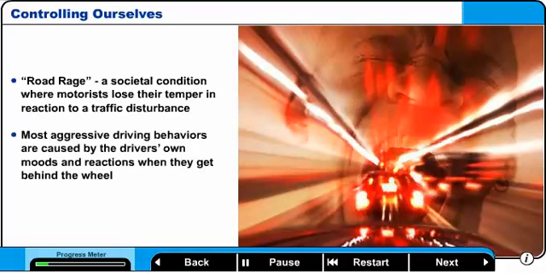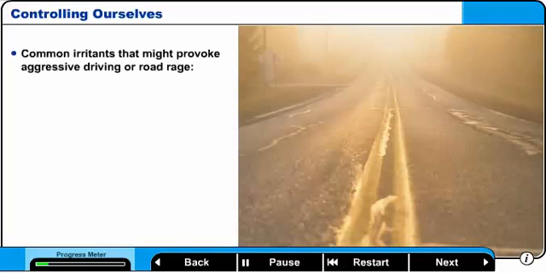Most aggressive driving behaviors are caused by the driver's own moods and reactions when they get behind the wheel. After they've been cut off, tailgated, or slowed down by a vehicle in front of them, these angry drivers can commit incredible acts of violence, including assault and murder. What are some common irritants that might provoke aggressive driving or road rage?